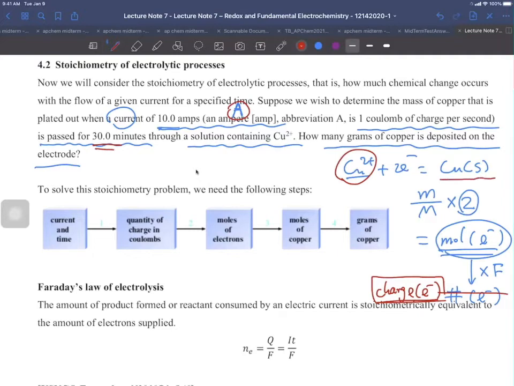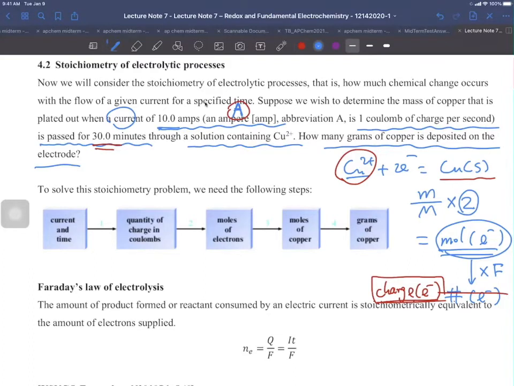This is the ideal situation, but in theoretical calculation, we assume there is no energy lost. There's no electron lost. There's no electrons used to drive any other side reactions. So we can make this assumption and do the calculation.